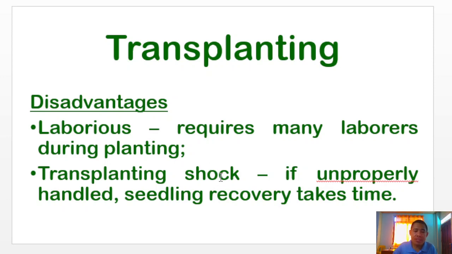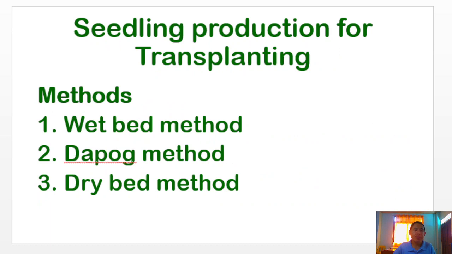Also, the seedlings tend to experience transplanting shock, especially if improperly handled from the extraction from the seedbed up to transplanting. So the seedling recovery takes time. In producing the seedlings, there are several methods. The first one is the wet bed method, then the Dapog method, and the dry bed method.